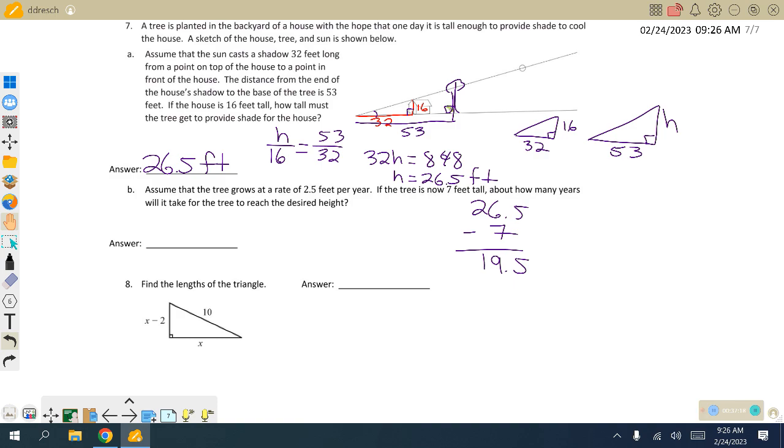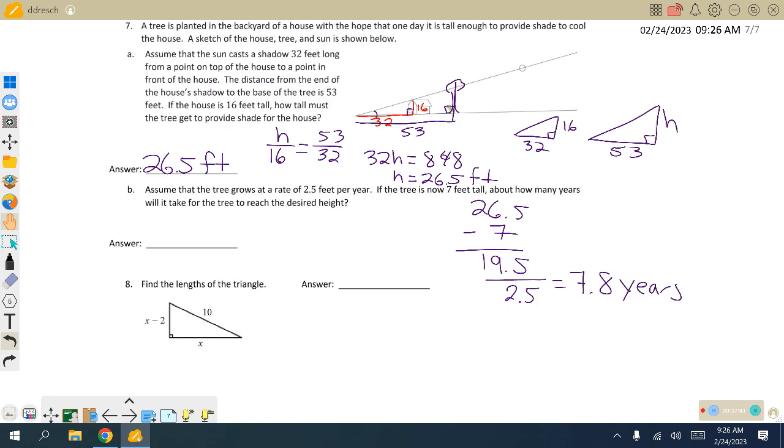And 19 and a half feet, and it grows 2.5 feet per year. What's 19 and a half divided by 2.5? 7.8, thank you. So 19 and a half divided by 2.5 is 7.8 years. That's just you playing around with that in your head, just doing some common sense type things.